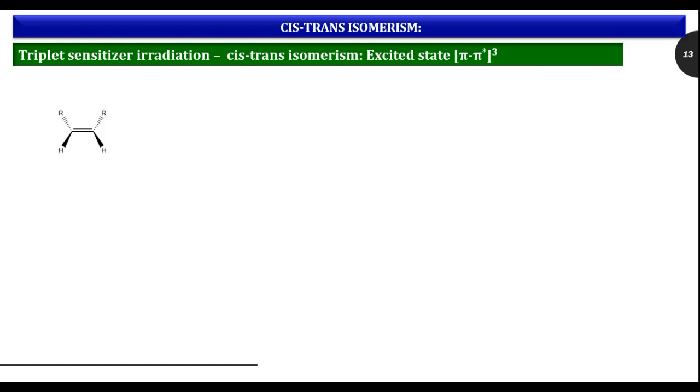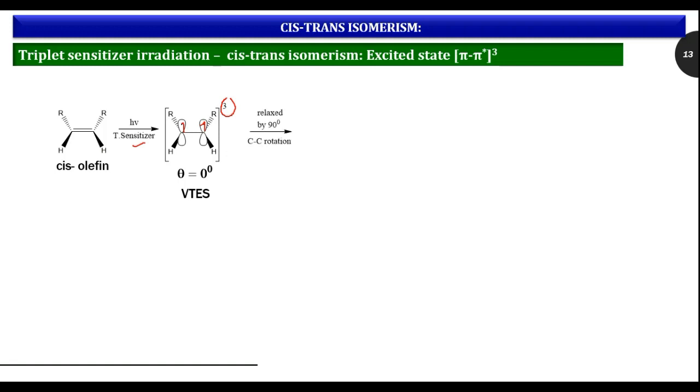So friends, I am starting with the cis molecule, on irradiation with the triplet sensitizer. Now we are going to get, as you can observe, two electrons having the same spin. Here theta is equal to 0. So this is the vertical excited state, and because we are using a triplet sensitizer, we get a triplet excited state. So this is a vertical triplet excited state. Now this is relaxed by 90 degree C-C bond rotation.